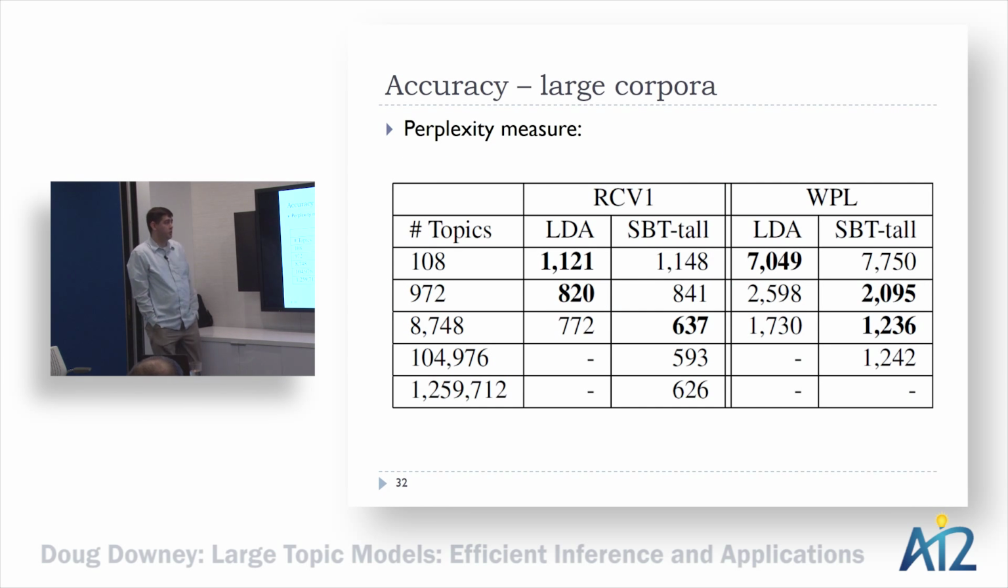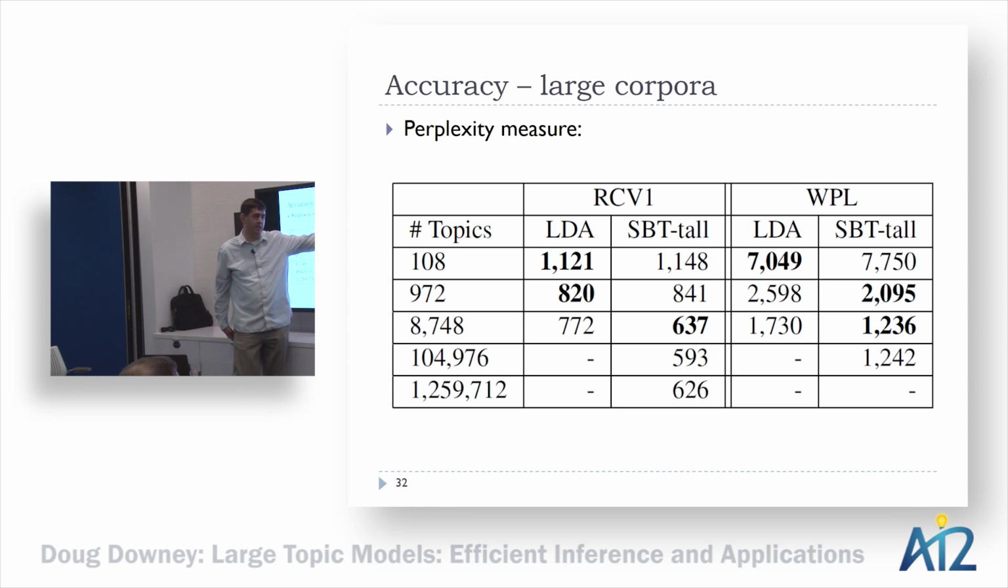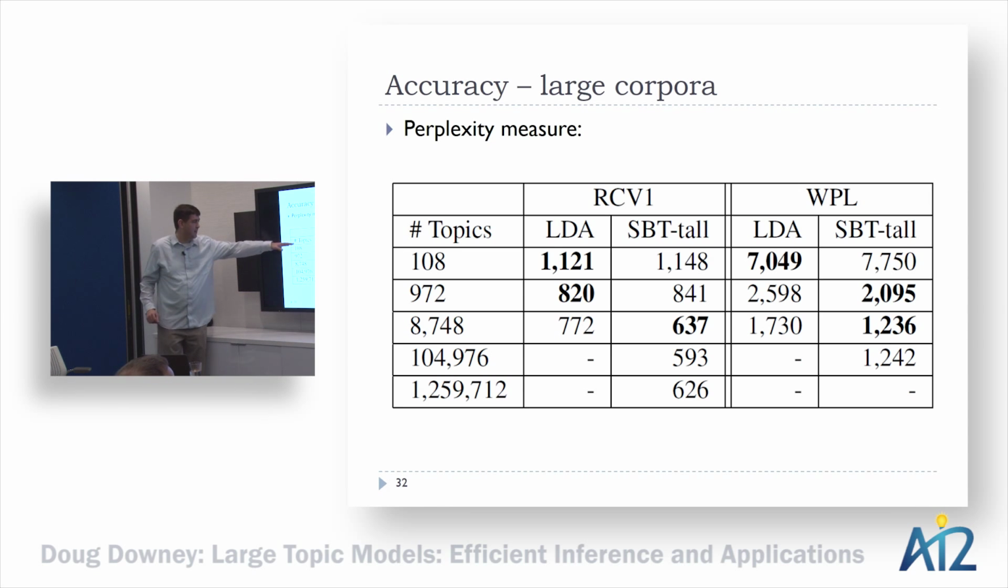Now we're talking about large corpora, where large should probably be in quotes here. These are on the order of 100 million things. So RCV1 is 100 million tokens of newswire, give or take, and WPL is 80 or so million tokens of Wikipedia links. So this is like the Wikipedia link graph. We're trying to do a link prediction task. And again, as you scale to large numbers of topics, you get more and more accurate models, lower and lower perplexity, and these SBT models are more accurate than LDA.